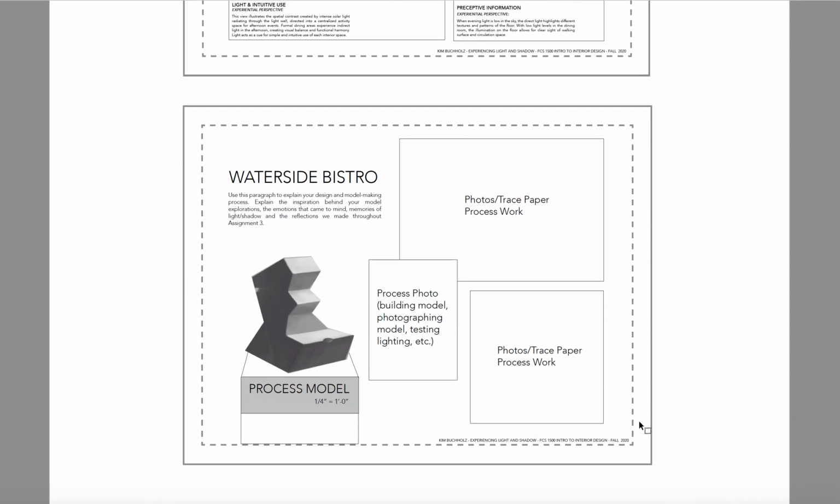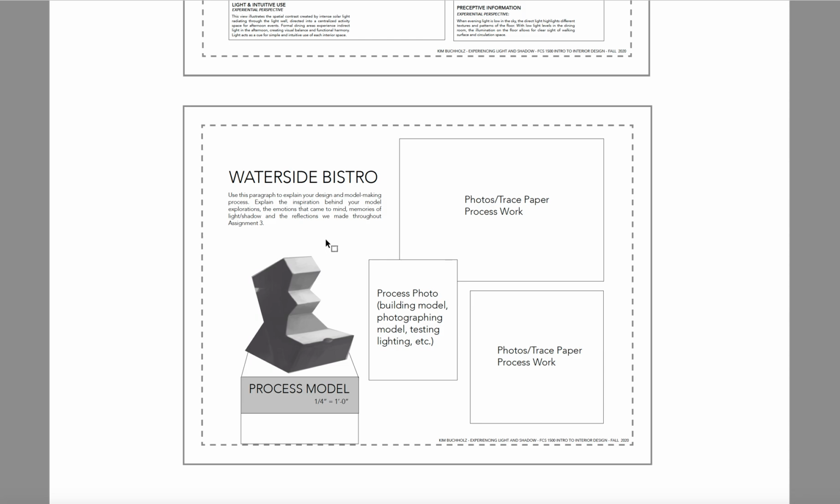On the second page, you will also again have the title of your project, and then underneath it you will use a paragraph to explain the design and model making process. So this could include the inspiration behind your model explorations, the emotions that came to mind, any memories of light and shadow that you were able to incorporate in a structure, and really any of those reflections we made through those reflection questions and that activity for assignment 3. And it doesn't have to be large. Think about how much space you actually have on the page for your text.